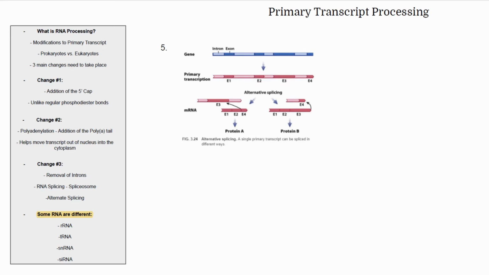Transfer RNA, or tRNA, carries individual amino acids for translation. Small nuclear RNA, or snRNA, is found in eukaryotes and is involved in splicing, polyadenylation, and other processes in the nucleus. Lastly, microRNA, or miRNA, and small interfering RNA, siRNA, are regulatory RNA molecules that can destruct certain RNA transcripts.